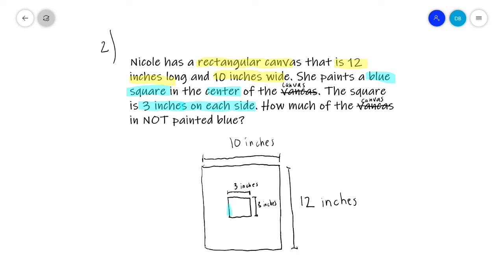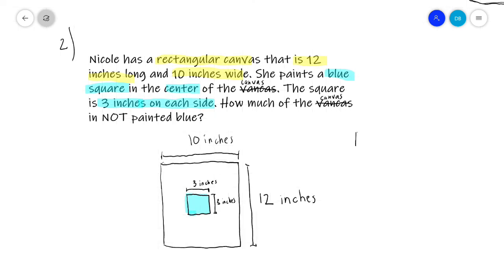We'll color it blue. So how do we find the amount that is not painted blue? Well, we're going to do the same process we did before. Let's find the total area of the entire canvas and then subtract the part that is painted blue. So area equals base times height. Area equals 10 times 12, which equals 120. So there's our total area. But we need to take away this 3 by 3. So what is that? Area equals base times height. Area equals 3 times 3, which equals 9.